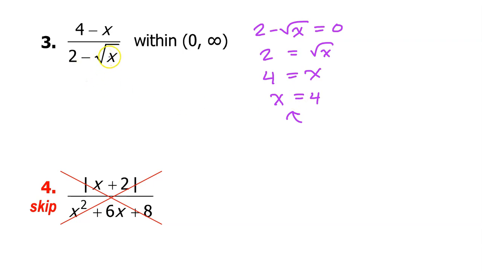If we let x equal 4, you can just look back and see if we substitute 4 right here, we have 2 minus the square root of 4. That's 2 minus 2, that's 0. So we can see why this is going to be a discontinuity. But is this a removable or non-removable discontinuity?